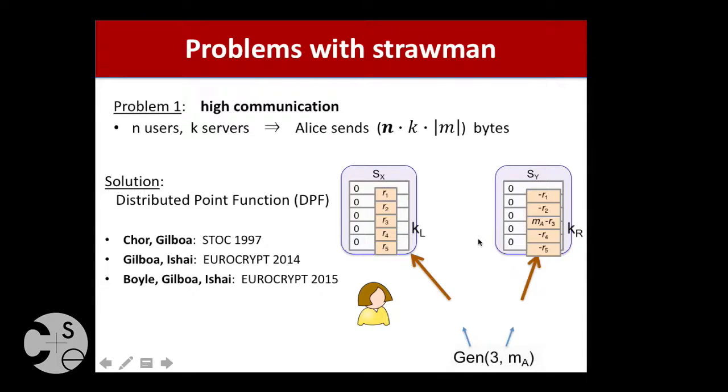The security property should be that given the key KL, you cannot tell what the point is, right? So you cannot tell that the point here is position 3. Again, this is a point function because it's 0 everywhere except at position 3. So given KL, you should not be able to tell what the point is, and given KR, you should not be able to tell what the point is. That's the property that we'd like to preserve, all right?